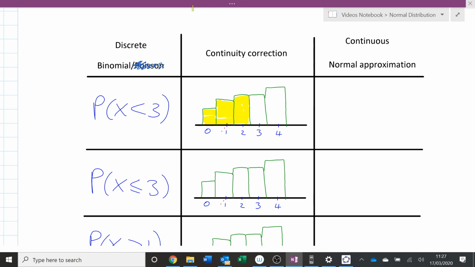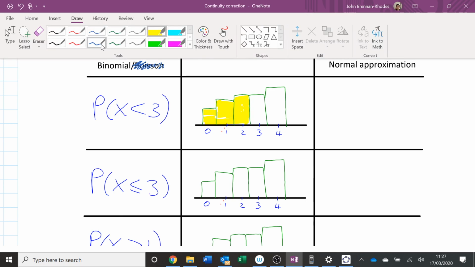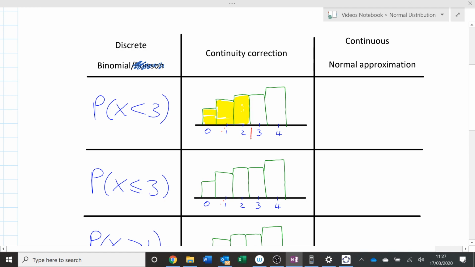And hopefully you can see that what we've ended up with, I'm going to go red, is a sensible point for us to take if we were to make it continuous. So at the moment it's discrete: 0, 1, 2, 3. But if we went continuous, it makes sense to go there. So when we do the normal approximation, we're going to say this becomes x is strictly less than 2.5, because it is halfway between 2 and 3.